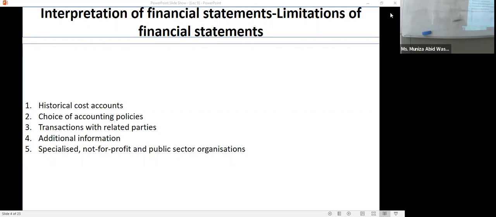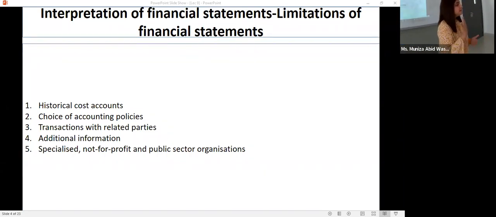Then the next one, transactions with the related parties. Sometimes when we are preparing the consolidated financial statements, what are consolidated financial statements? Which are being prepared when one organization is acquiring the other organizations. When one organization is having more than 51% shares in any organization, then by law, they are required to combine their financial statements. And their combined financial statements are known as consolidated financial statements.